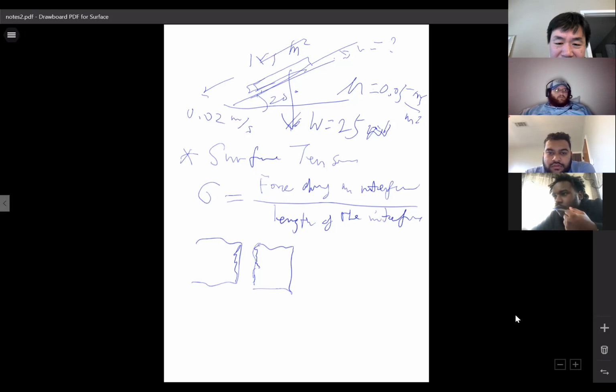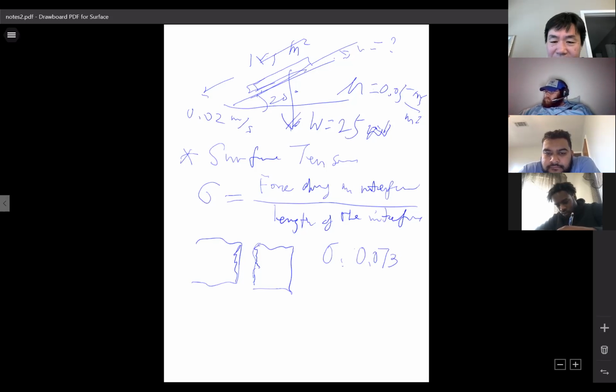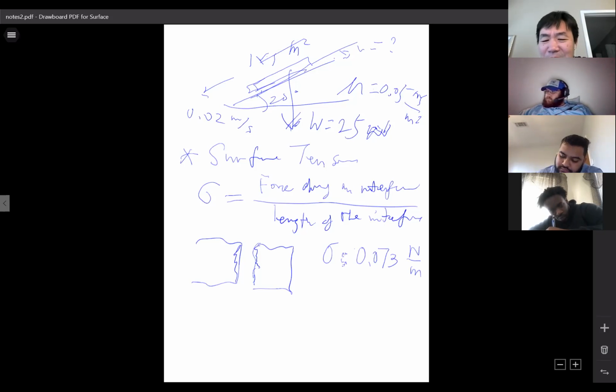So actually, surface tension is a property. You use the property basically to calculate, if you know the length of the interface, the force this surface can sustain, can hold. I want you to remember some properties. For example, the surface tension of water is 0.073. Imagine what the unit is? Force per length, right? Newton per meter. So that's the unit of surface tension. Please remember some of the common properties: water surface tension 0.073.